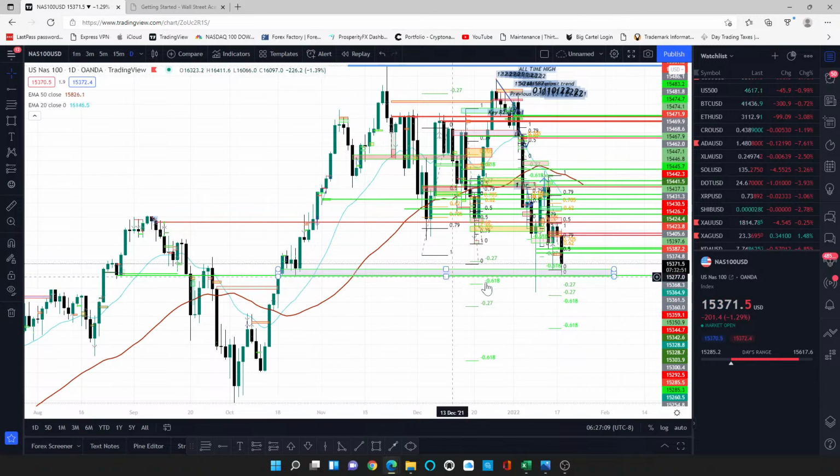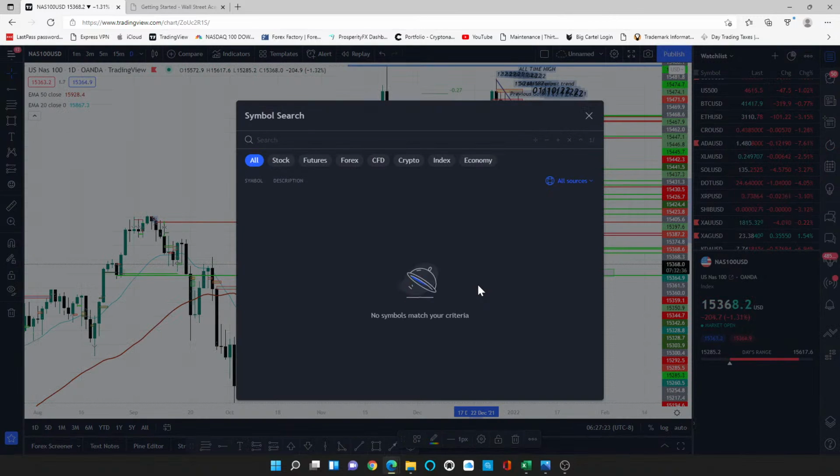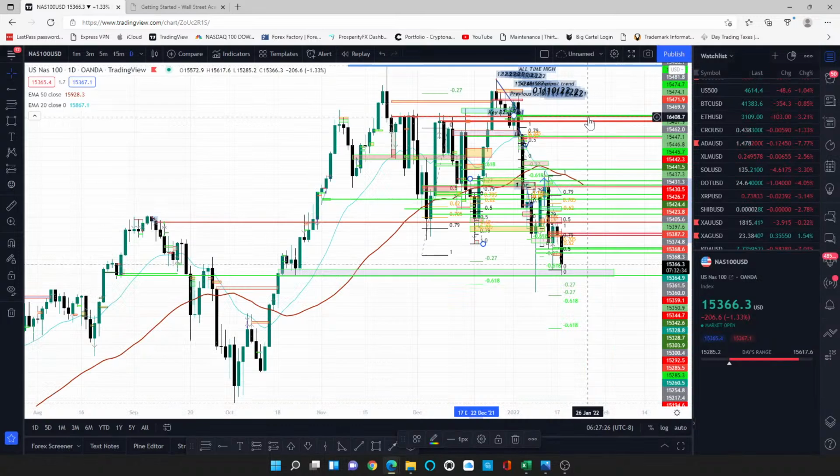Obviously, everything that's happened since then, it's pushed through, so we could still see it push through to the downside and make its way down here to these levels, which is very, very possible. I'm going to remove this. You know, these are basically the sell. Oh shit! Right here.